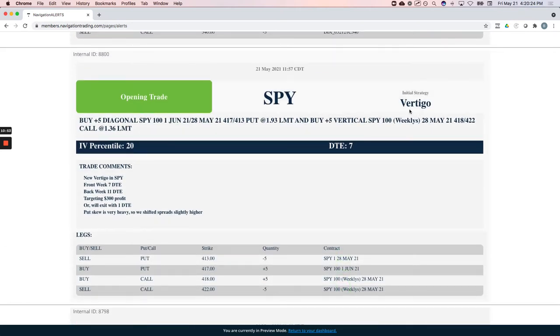SPY opened a vertigo. I've been looking at these. I mentioned to Krish in the community, I look at these anytime we have an up day or anytime we have a volatility contraction. I'm looking at these. The put skew in there is really heavy, as I mentioned here. And so we went ahead and put one on, just did it small because we have had a couple days of implied volatility contracting in a row.